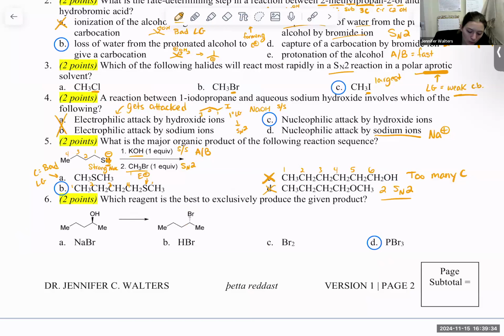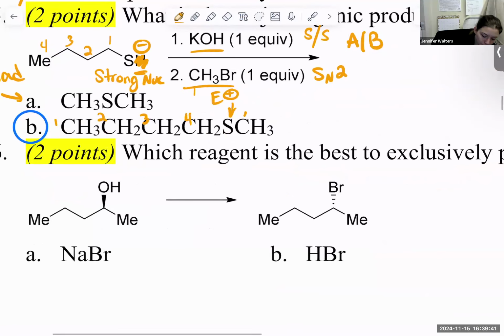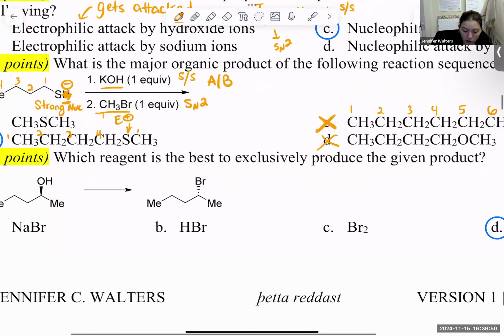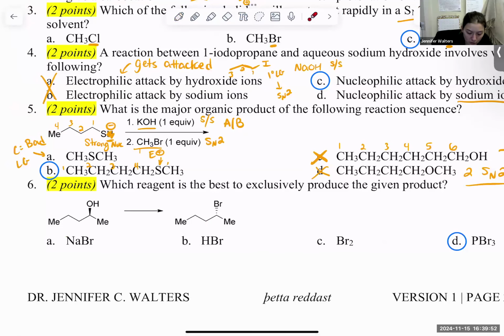Number 6, which reagent is best to exclusively produce the given product? All right, so we're looking at this and we are seeing that I have alcohol that needs to directly turn into a bromine. So I'm going to, 1, make sure that my reagent contains bromine. When I look across, all 4 of these do have the element that I need. So that didn't really help me any. Next, I'm going to recognize the inversion of stereochemistry. That tells me SN2. So I need to do an SN2 reaction.